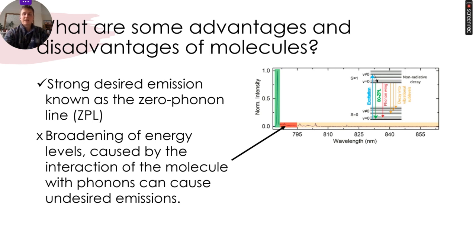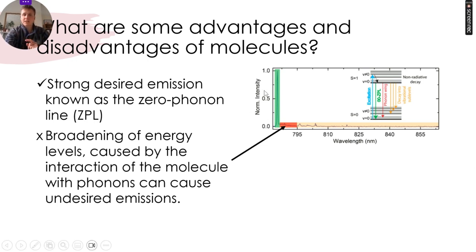And one of the advantages of molecules is that you get a really strong desired emission at a frequency or wavelength known as the zero phonon line. So that's known as here. Okay, and zero phonon basically just means that it is the energy level that you are exciting. It is just the primary energy level that you're exciting.